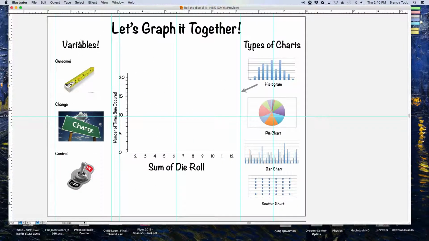This here on the side is just a reminder of variables, thinking about your variables, because I needed to fill some space on the poster. And this over here is actually going to be covered. The types of charts you see over here on the right, we're actually going to cover those with some little pieces of paper, and you can talk about them after you do the summation.